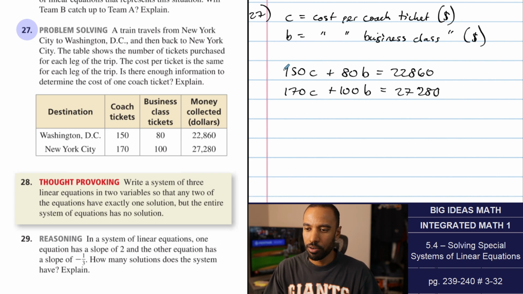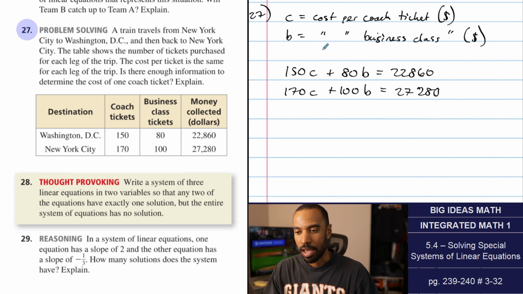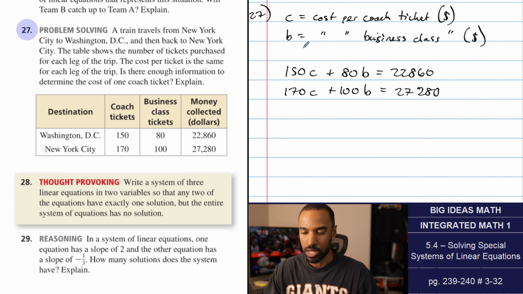Looking at these, I don't think 150 is the same amount of times larger than 80 as 170 is of 100. My basic point is if I got one of these by itself, like slope comparison, things like that, I think we're going to get one solution. I think they'd have different slopes. Now I'd have to work it out to tell it to you officially. Now I don't know if we're supposed to solve it. It says, is there enough information to determine the cost of one coach ticket? I think there is. I think this would have one solution.